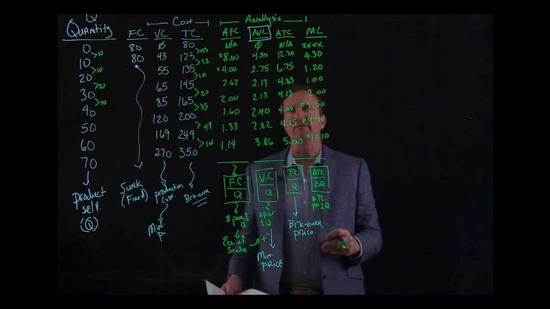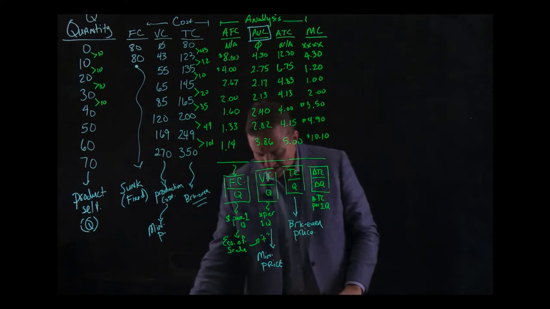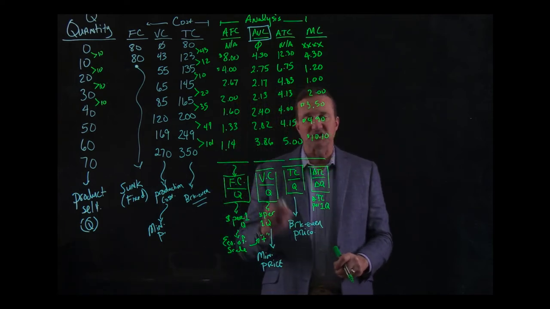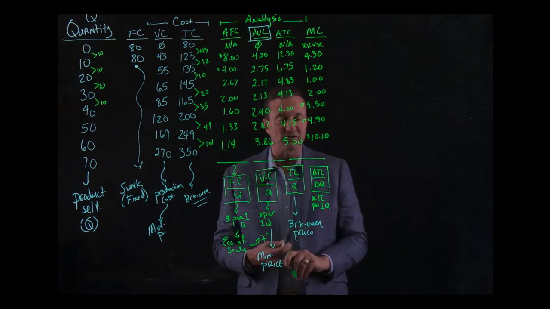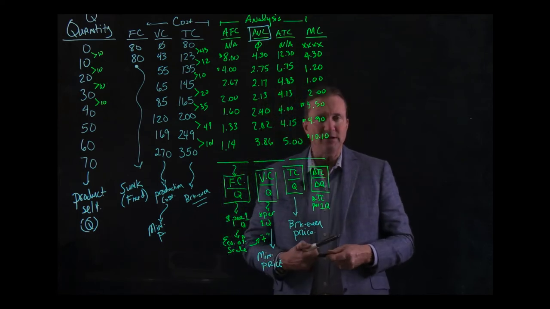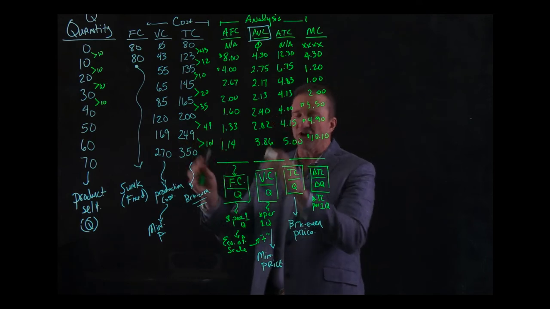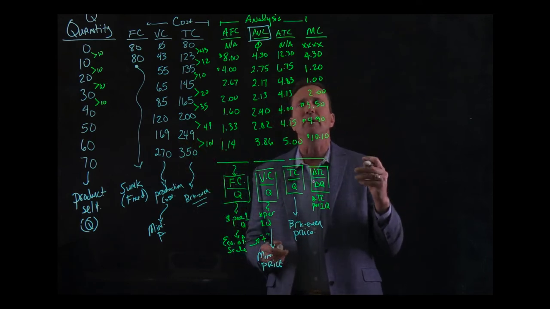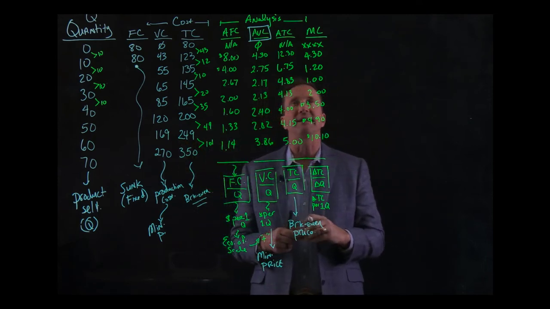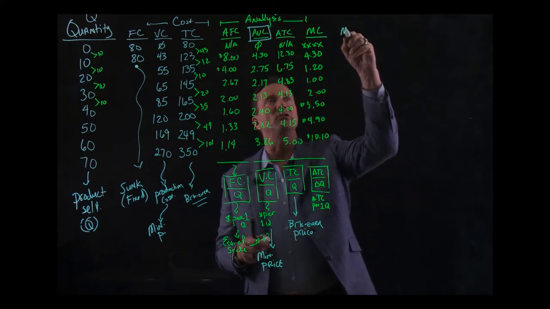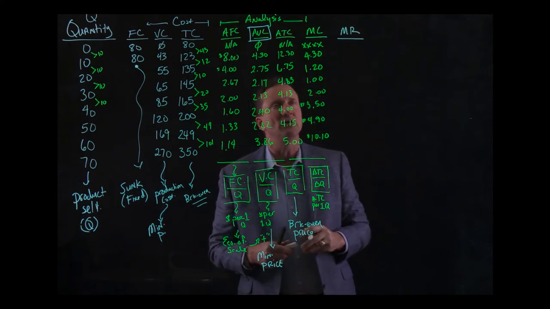All right, so we've got our change in cost. We've got our average cost, and these values can help us move forward. How do we figure out where the most profitable point is, looking at all these stages? Well, we have a cost. What do you need now? You need a revenue, and I call that marginal revenue.